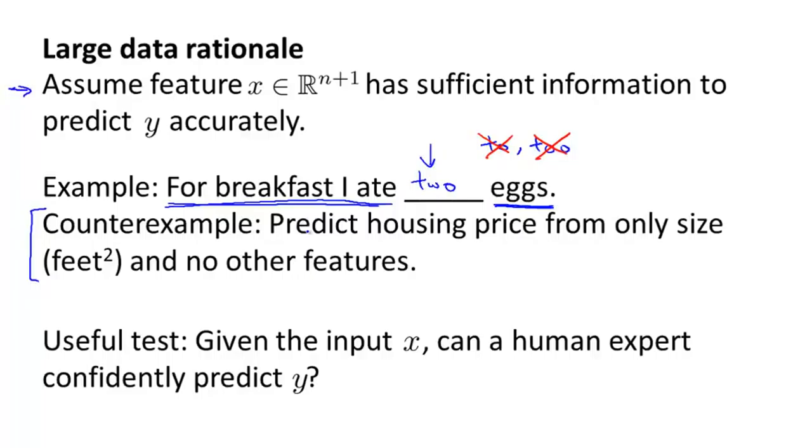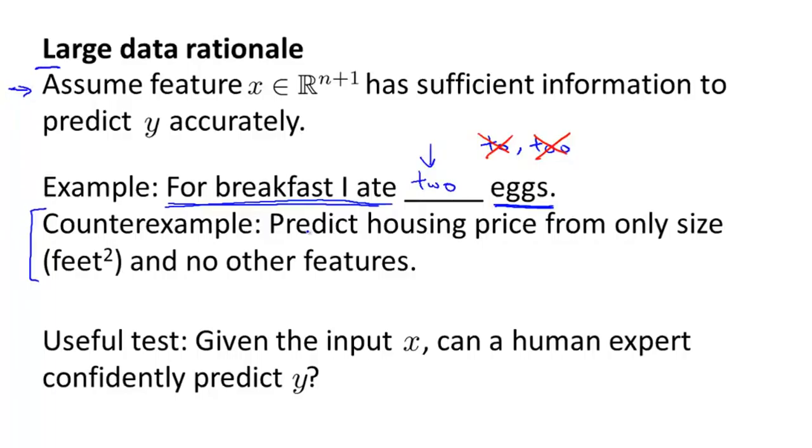If I don't tell you anything other than that this is a 500 square foot house, well, there are so many other factors that will affect the price of a house other than just its size, that if all you know is the size, it's actually very difficult to predict the price accurately. So that would be a counterexample to this assumption that the features have sufficient information to predict the price to the desired level of accuracy.